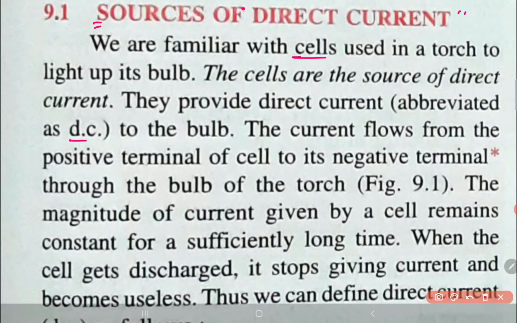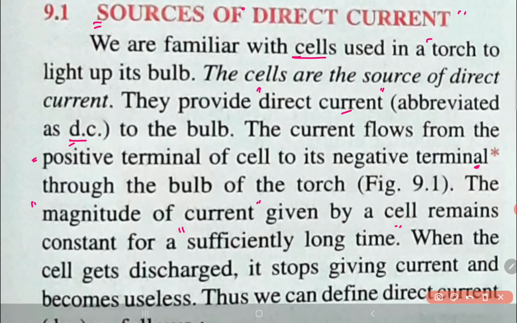So we have come across this term direct current 3 times now, 1 2 3, right. The current flows from the positive terminal of a cell to its negative terminal. The direction of the current is taken from the positive terminal to the negative terminal through the bulb of the torch. The magnitude of current given by a cell remains constant for a sufficiently long time. That means as long as the battery is not dead, in the ideal condition it is giving us the same magnitude of current, that means the same value of current.